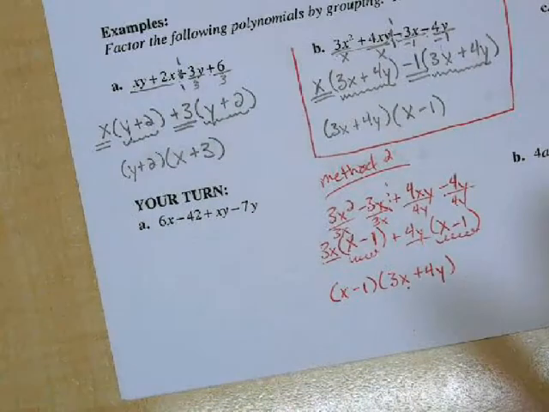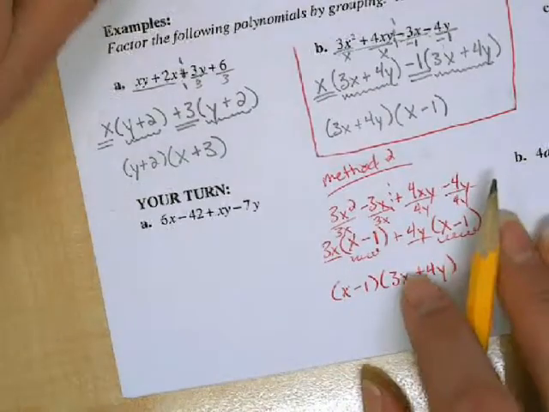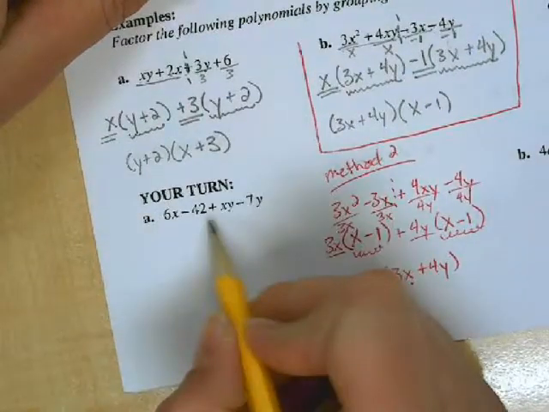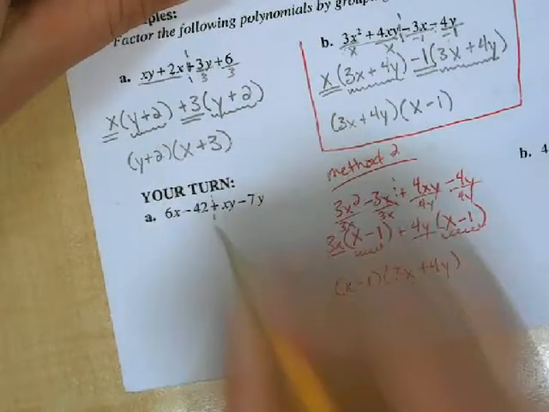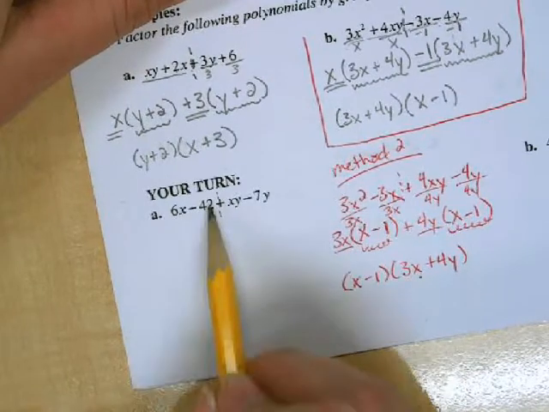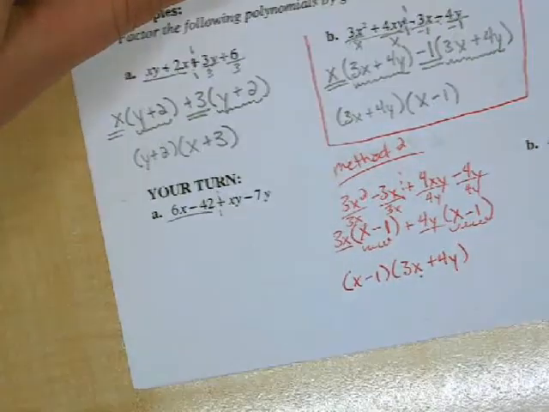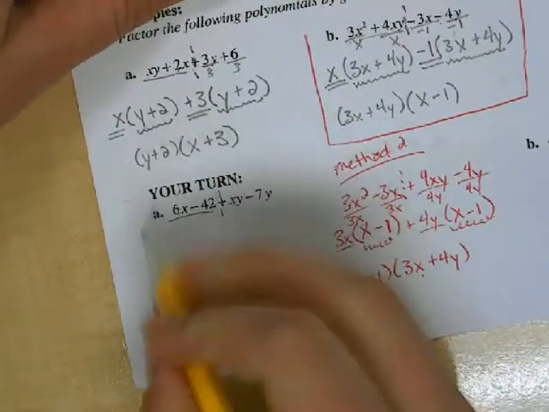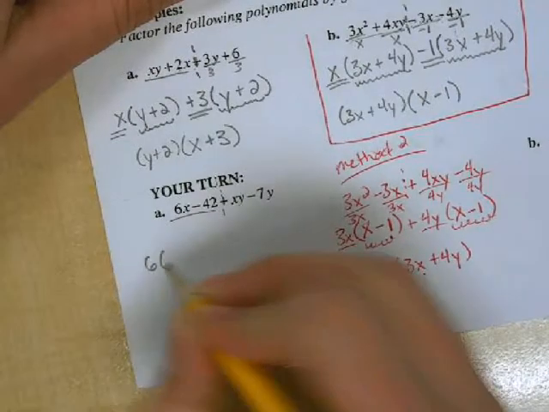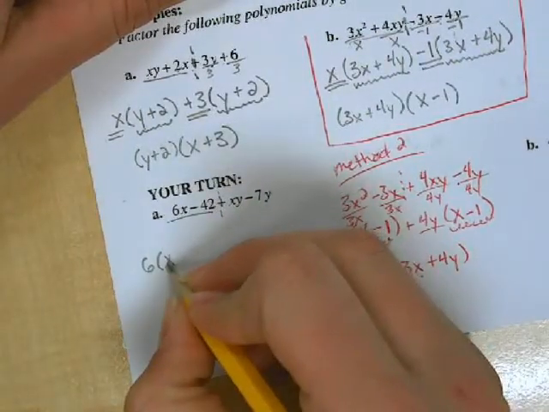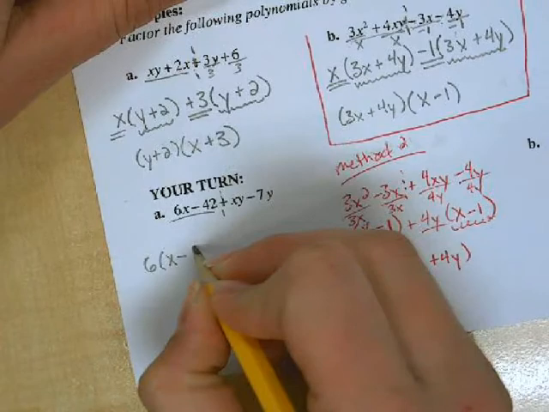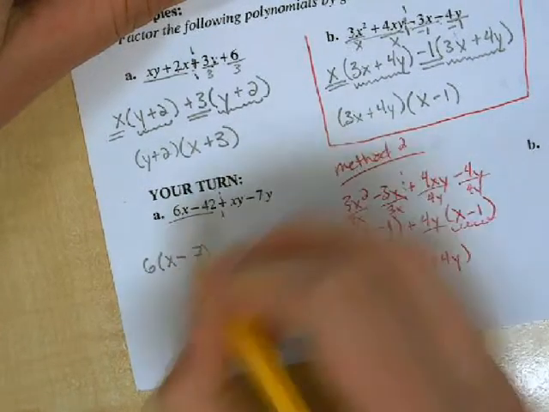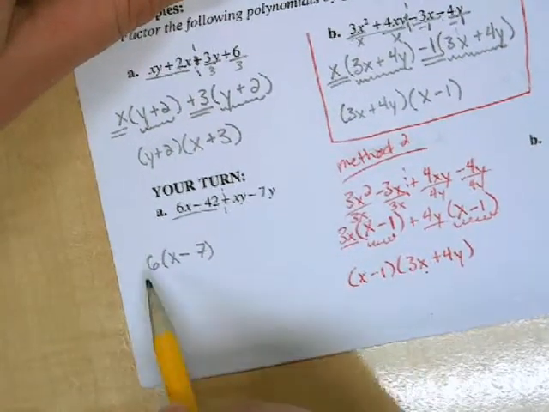Okay, so let's quickly go through the your turns. I think you've had enough of the explanation. Okay, factor by grouping. Split it. Looking at the very first piece, just the first piece, 6x minus 42. My GCF there is just 6. So I get x minus 7. 42 divided by 6 is 7. I could multiply it back in, and I would get back here.